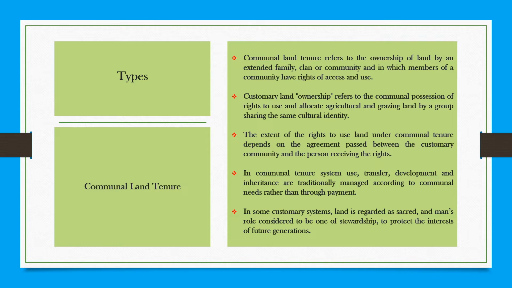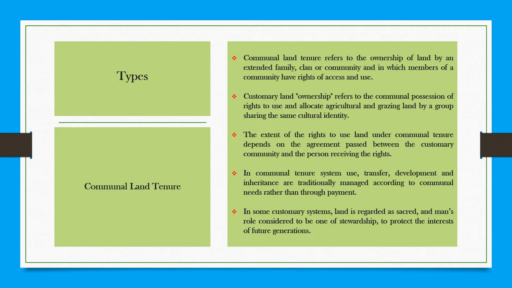Again, in the community tenure system, the use, transfer and development, and even inheritance of land are traditionally managed according to communal needs rather than through payment. In other words, having land under the communal system, you inherit it through a person that you're biologically or socially related to. And in that sense, it is not about the exchange of money, where people use money to buy a piece of land. No, transfer of land from one person to another is done through traditional means under cultural regulations that stipulate land transfer and inheritance according to a given community of land users.